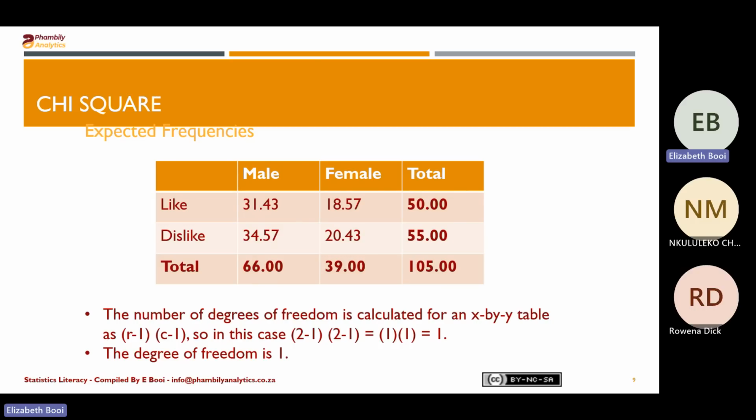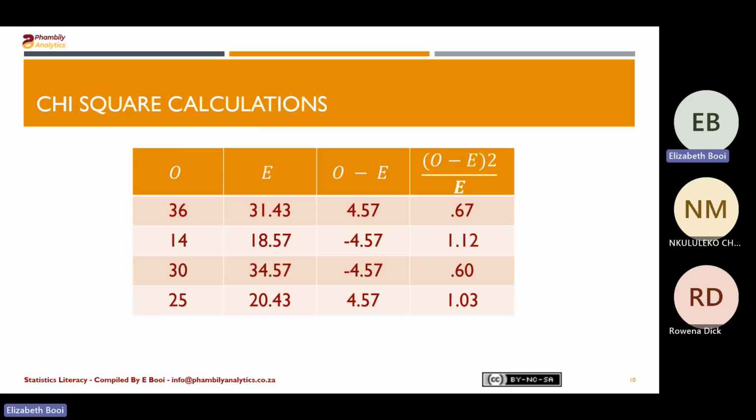Remember, our degrees of freedom is based on the number of rows. We've got 2 rows, we don't count the total. So we've got 2 rows and 2 columns. We say (2 minus 1) times (2 minus 1), which is 1 times 1, which equals 1. Therefore, our degrees of freedom is 1. From there, we're going to calculate our test statistic.